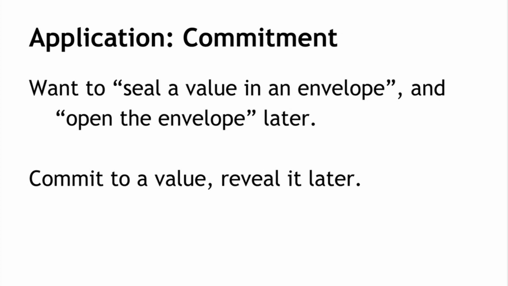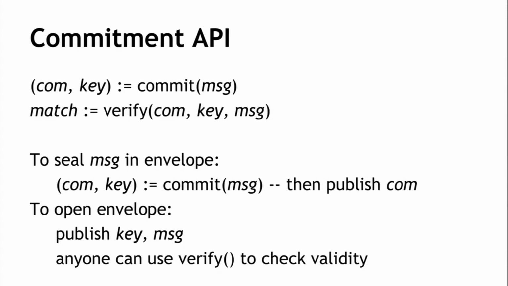So to be more specific about what is the API that we're going to provide here, the commitment API looks like this, that there are two things you can do. First, you can commit to a message, and that's going to return two values, a commitment and a key. Think of the commitment as the envelope that you're going to put on the table, and the key as a secret key for unlocking the envelope. Then later, you allow someone else to verify, given a commitment and given a key, which you've told them in the meantime, and the message, they can verify that that commitment, key, and message really do go together, and this will return true or false.